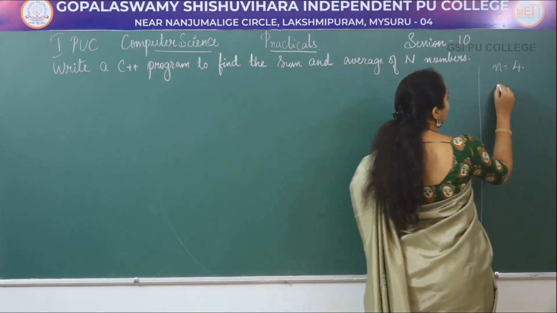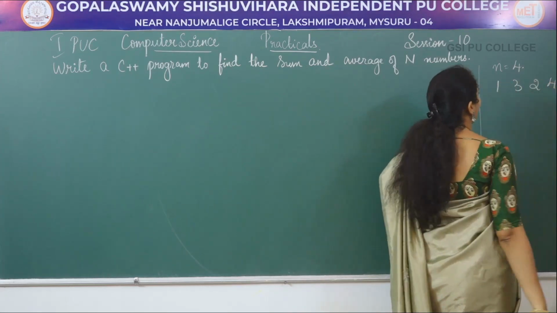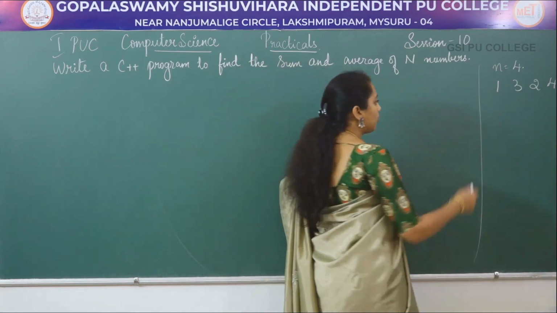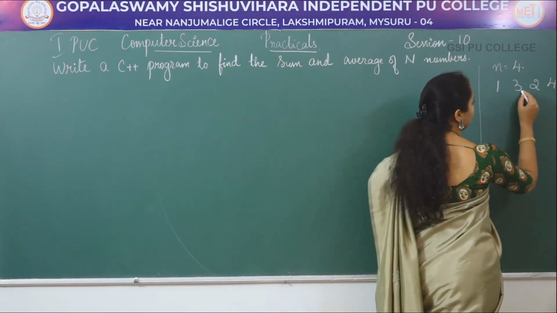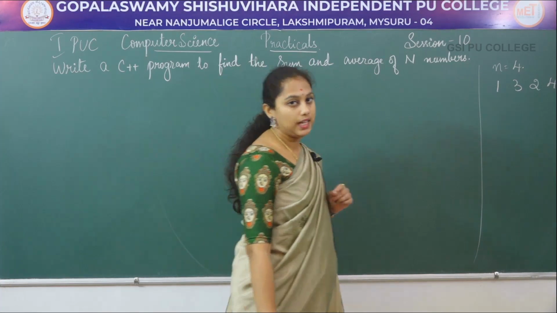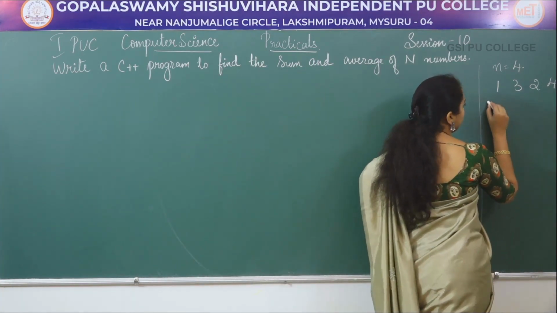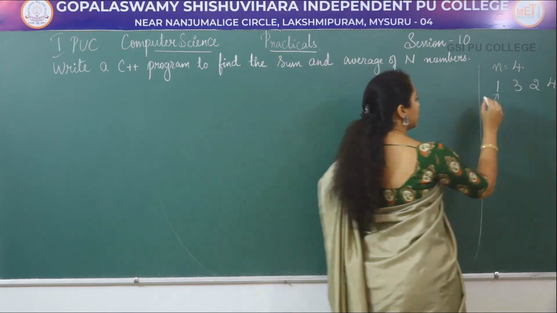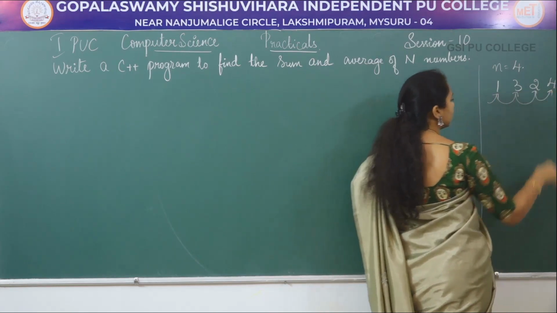So the numbers are 1, 3, 2 and 4. So what is the sum of these numbers? 1 plus 3 is 4, 4 plus 2 is 6, 6 plus 4 is 10. So how to find the sum? First I have to add this number, then for this number I have to add this, this and this.